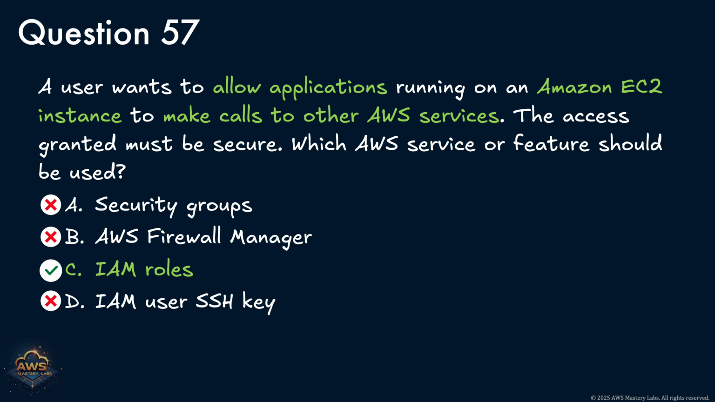Option C, IAM roles. IAM roles are the purpose-built solution for granting permissions to applications running on AWS services, including EC2. You attach a role to an EC2 instance, and AWS automatically provides temporary and rotating credentials to the instance via the metadata service. These credentials allow applications to access permitted AWS services like S3 or DynamoDB without hard-coding keys. IAM roles ensure secure, temporary, and scoped access, aligning perfectly with the requirements for both security and operational best practices. Correct, because IAM roles provide secure, temporary credentials to applications running on EC2, the recommended approach for cross-service access.